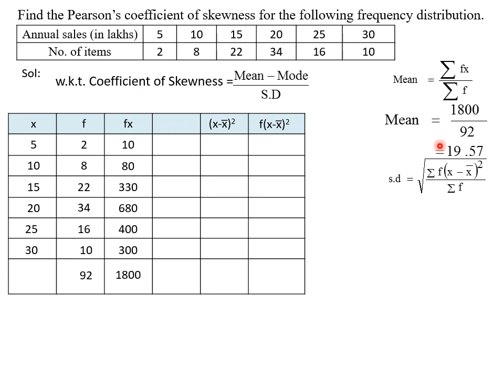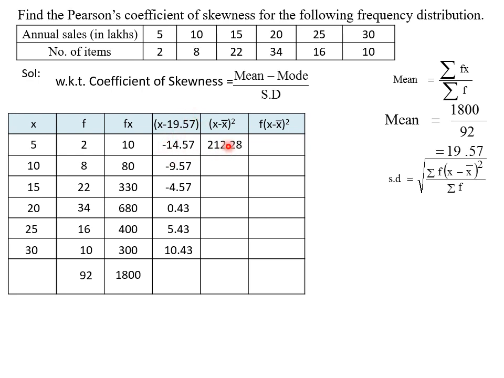Then what we have to do? We have to subtract the mean from each and every value of x. So 5 minus 19.57 gives minus 14.57. Likewise, 10 minus 19.57, you are getting it as minus 9.57. Likewise, you have to calculate the remaining ones. Then you have to square these values, so x minus x bar whole square. When you square this value, minus becomes plus.